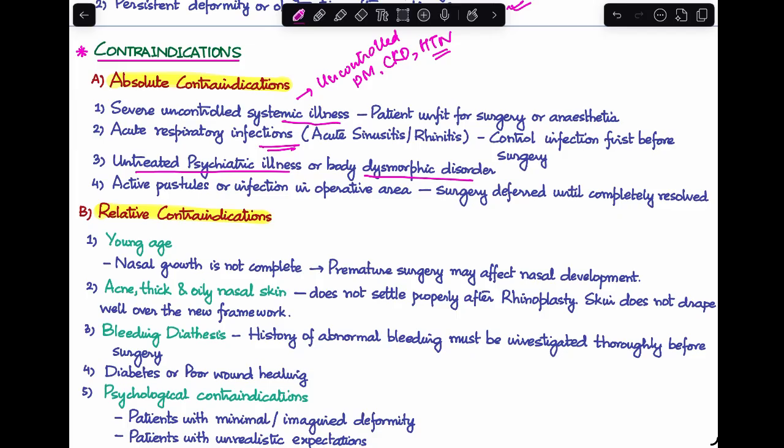Maybe they have personality issues which they attach to the appearance of the nose. So, these are all cases which can be very difficult for you to treat. So, a psychological assessment of these patients would be required before you take them off for surgery, or even if you want to take them off for surgery. So, untreated psychiatric illness or a body dysmorphic disorder ends up being a contraindication here. Another absolute contraindication is an active pustule or infection in the operative area. So if this is the case, then we defer the surgery until the situation is completely resolved.